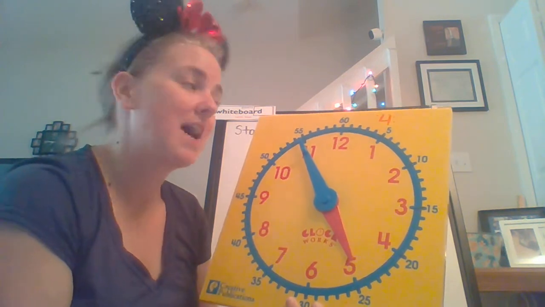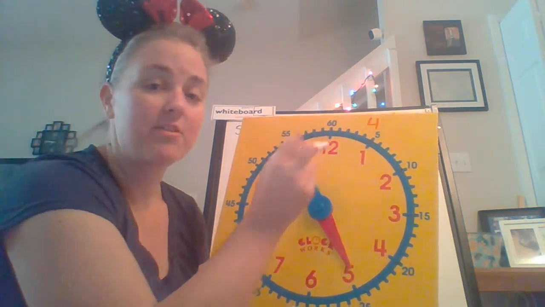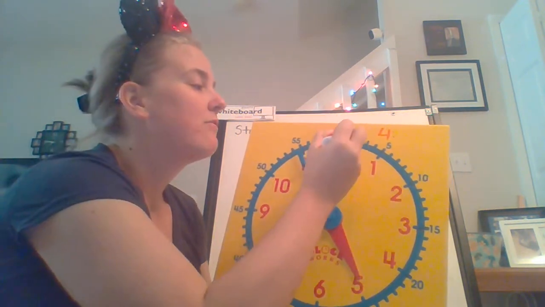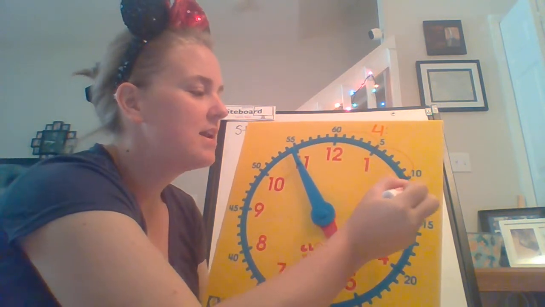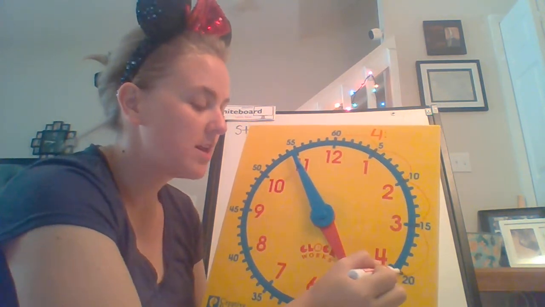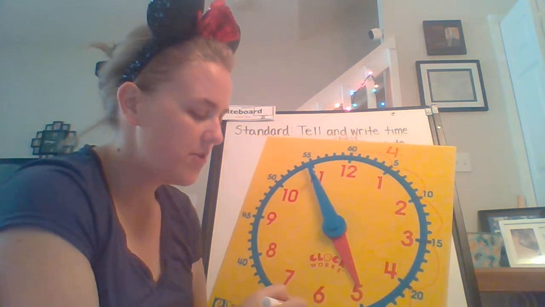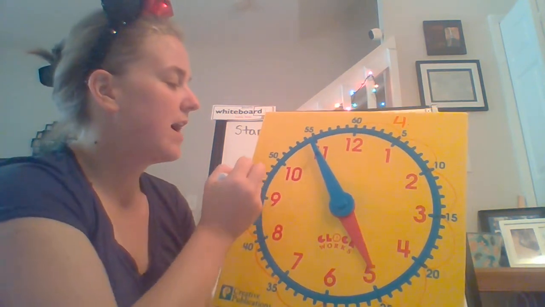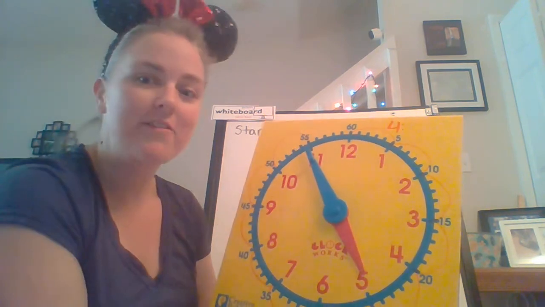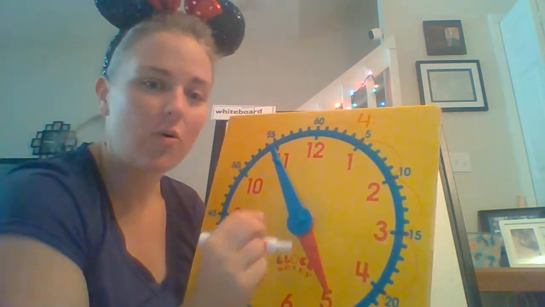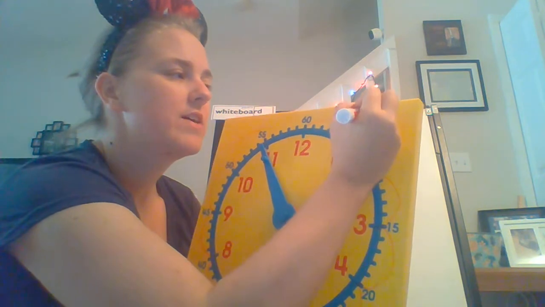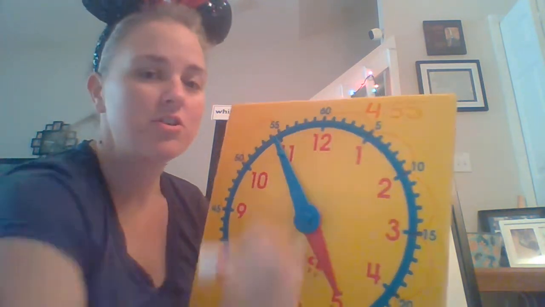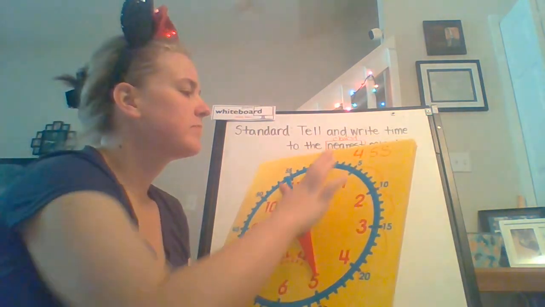And then I have to count by 5s to figure out how many minutes I have. So I'm going to count by 5s again. You ready to count with me? 5, 10, 15, 20, 25, 30, 35, 40, 45, 50, 55 minutes. So I know that this is 4:55. Okay?